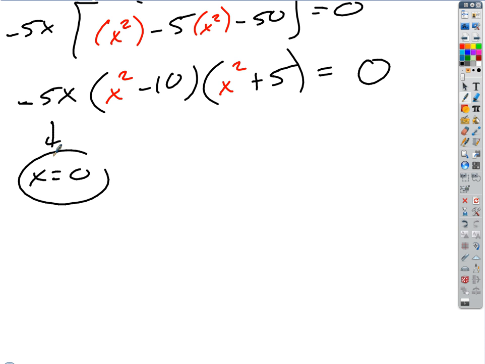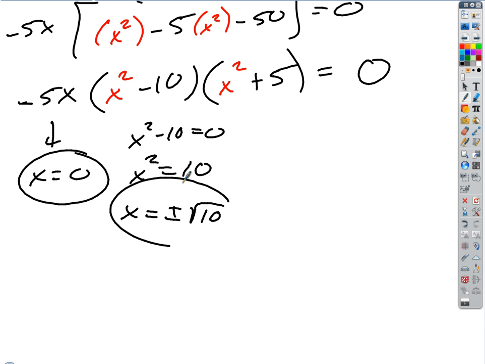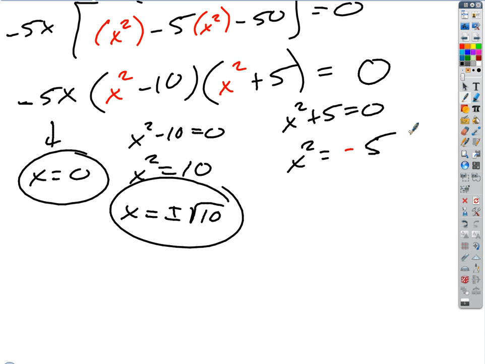What about this one? If I set that equal to 0, I get x squared minus 10 equals 0, so x squared equals 10. So what's x? Good. Plus or minus square root of 10. Okay, what about this guy? If I set that equal to 0, I get x squared equals negative 5. Imaginary. No real solutions, right? So those are my answers. Okay? Good. If you get that, you're great.